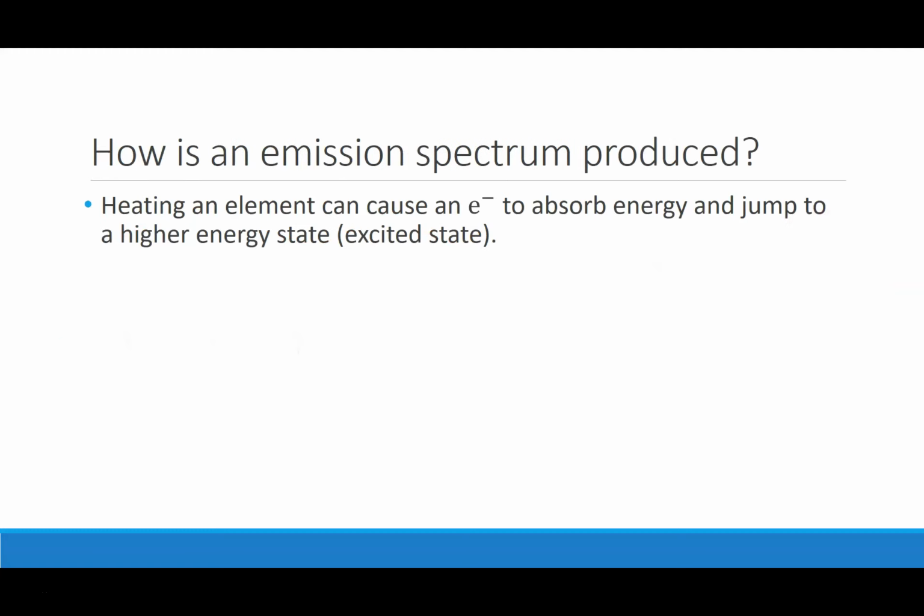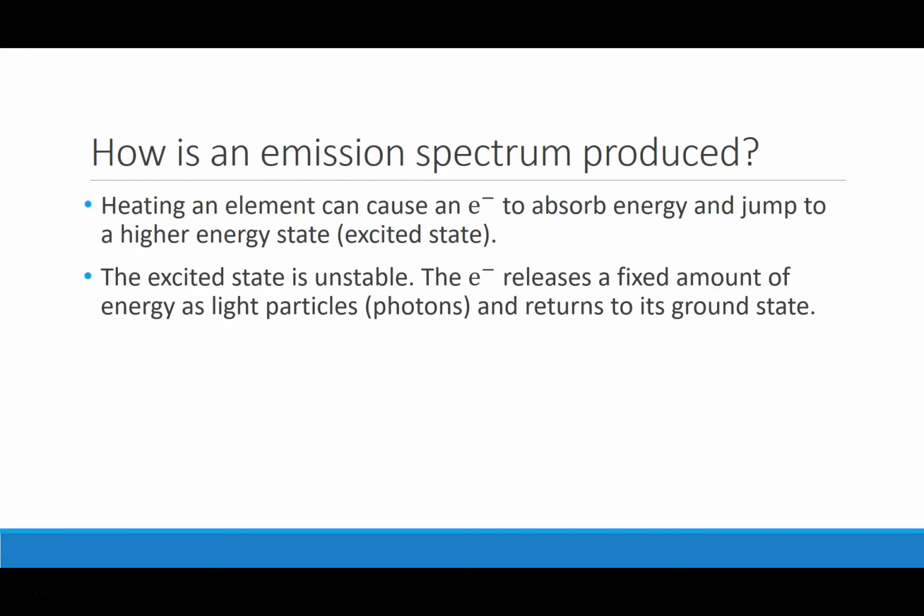An emission spectrum is a range of wavelengths emitted by an atom when it is stimulated by heat or electricity. Here's how it works. Heating or electrifying an element can cause an electron to absorb energy and jump to a higher energy level. This is called the excited state. The excited state is unstable, so the electron releases a fixed amount of energy as light particles, known as photons, and returns to the original energy level or ground state.